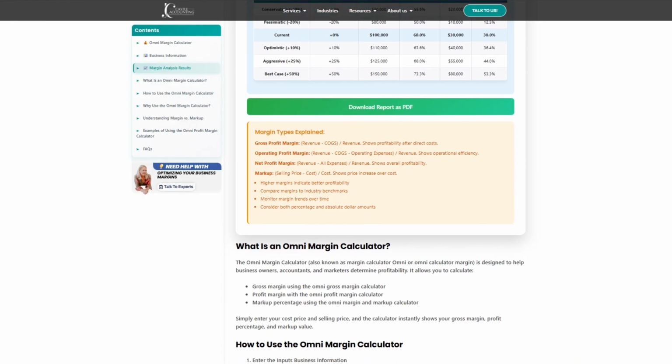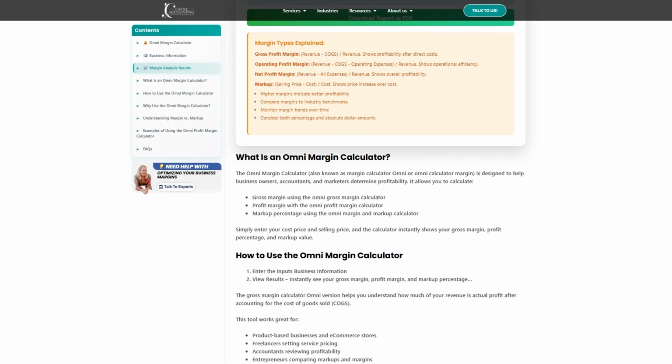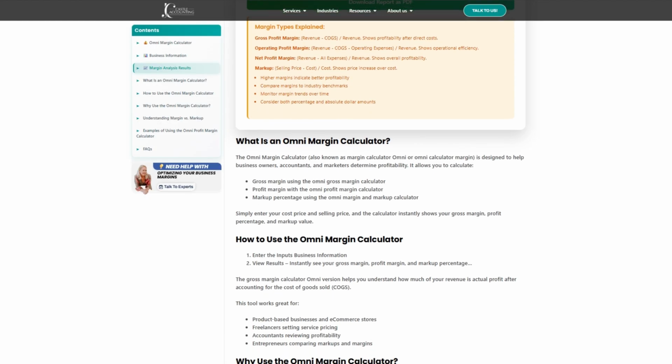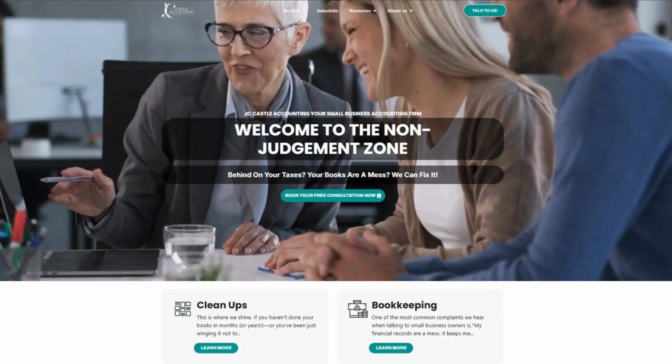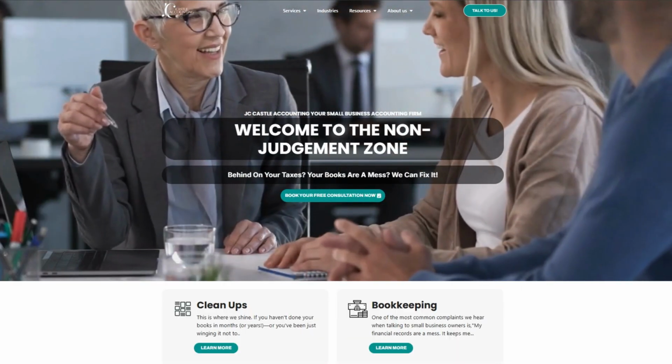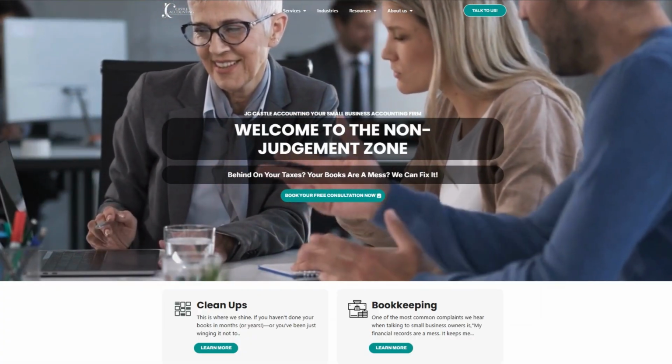I strongly recommend saving or bookmarking this calculator. You can come back to it anytime you want to check your numbers or test different scenarios. You'll find it at jccastleaccounting.com/Omni Margin Calculator.